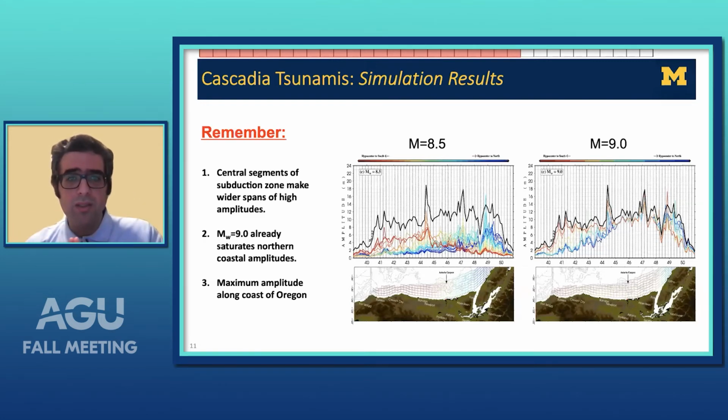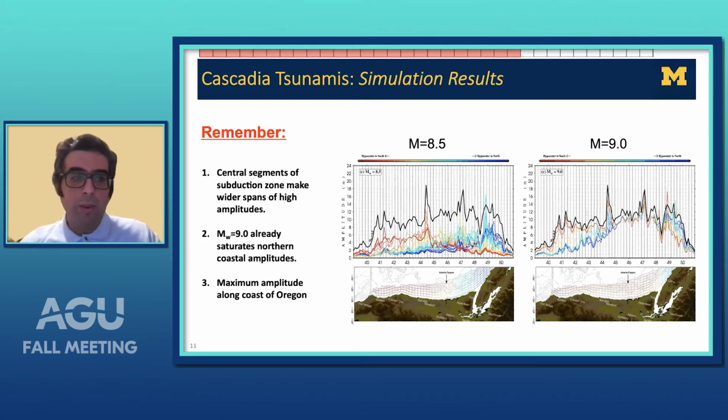Now, there are three key points I'd like you to take away from this slide. One is that central segments of the subduction zone make wider spans of high amplitude, which means that if I put the rupture in the north, it's going to be a large rupture, but it's going to be more localized. And if I move it to the south, I'm creating comparable tsunami amplitudes, but it's more widespread. And this boils down to the second point. For magnitude 9, if I put the source in the north, I'm already saturating the magnitude 9.2 scenario. And if I move it southward, I'm actually getting more than 90% of tsunami amplitudes in the entire span of the coastline.